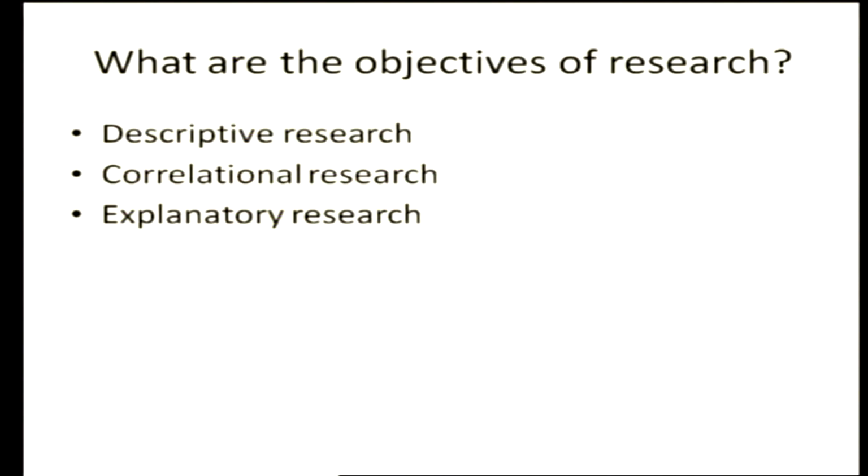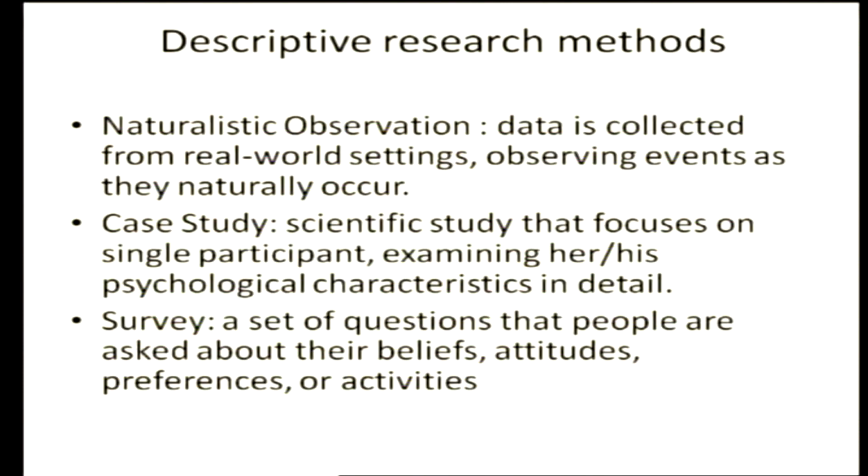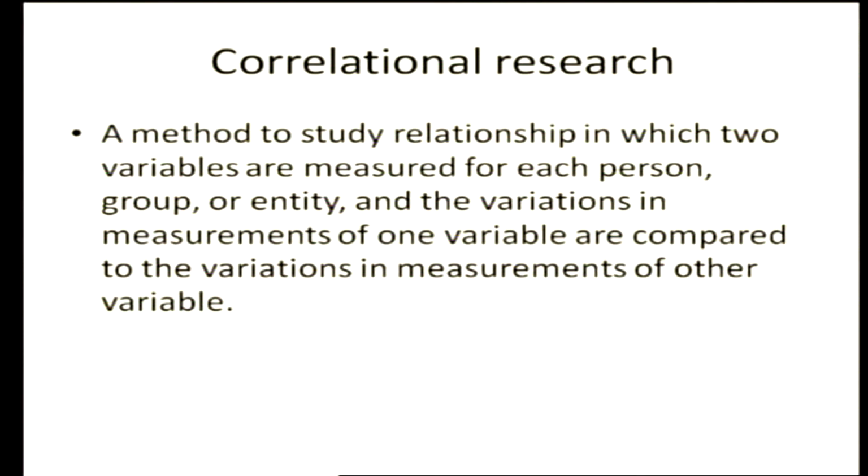Now, the second type of research is based on the objectives, that is descriptive research, correlational research and explanatory research. Descriptive research, as the term indicates, is describing the phenomenon. Now, it consists of the observation studies, and then we have case study, and then we have self-report methods. Now, next is the correlational research, that assesses the relationship between two variables.